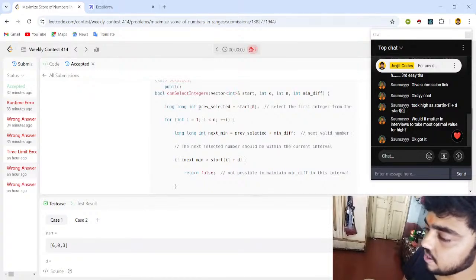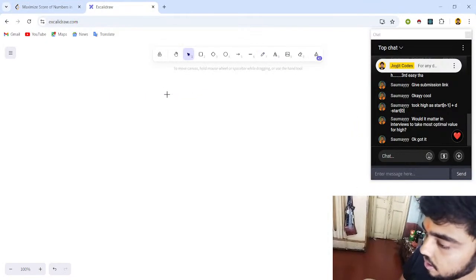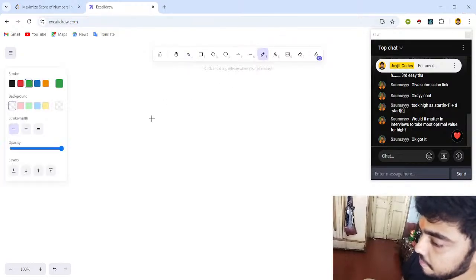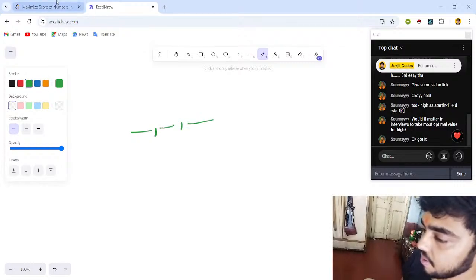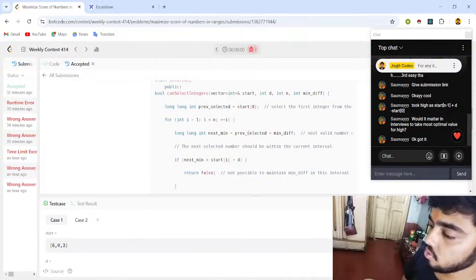Initially, previous selected is start 0, that is the element that is selected just before it, because remember one thing: whenever we are going to look at whether you can modify it or not, all the elements are consecutive, right? We could have gone for something else also. We could have gone for start of i minus 1 in this case for the previous selected, but I'll let you know why I went for start of 0, because you'll need to go through the code once.